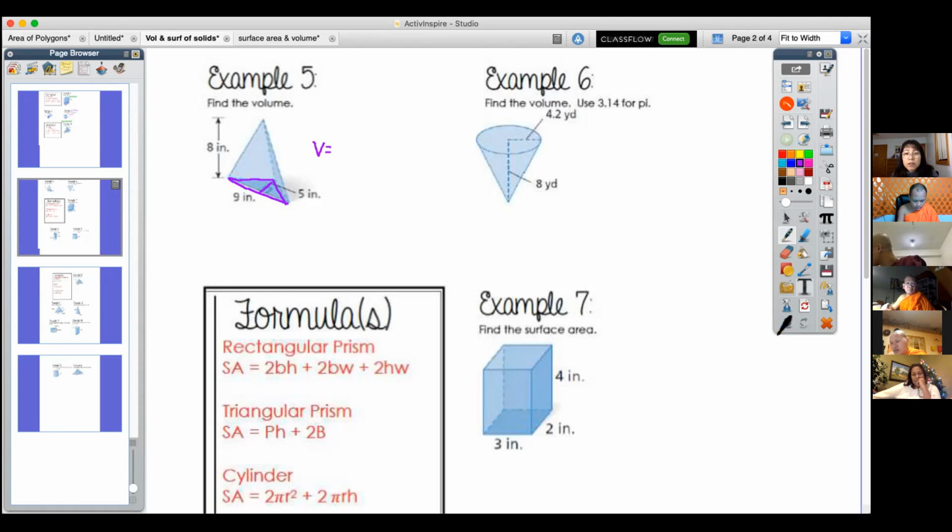And then again, you can go to number 6 because this is a cone, okay? A cone is just like a pyramid. You still have to do what? Base times height, divide by 3. Base is the area of the base times the height, divide by 3.